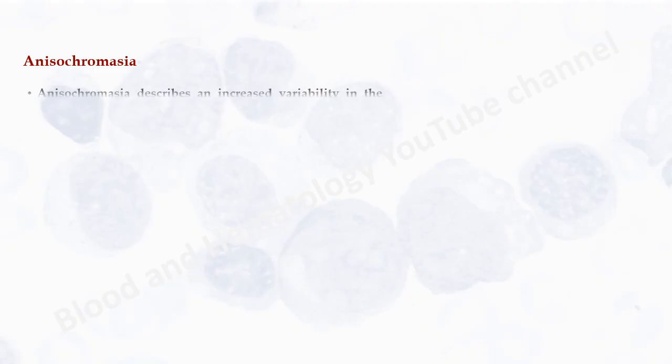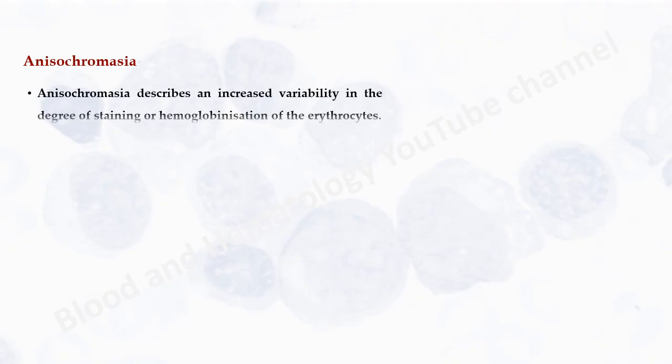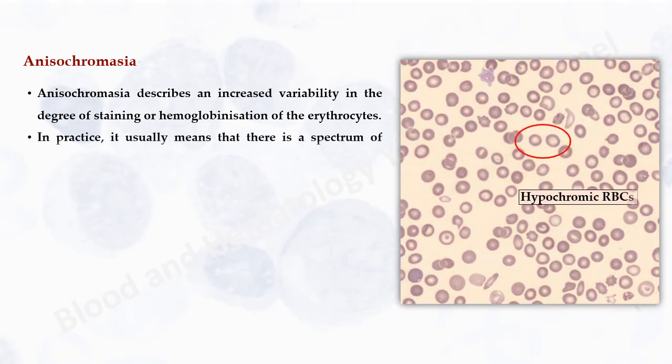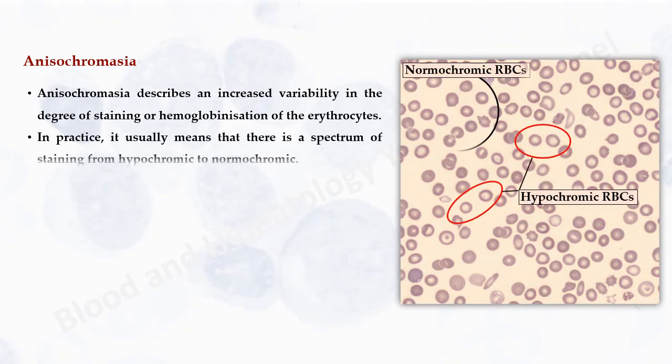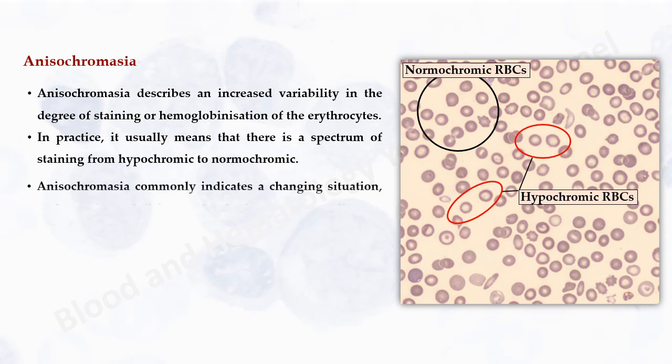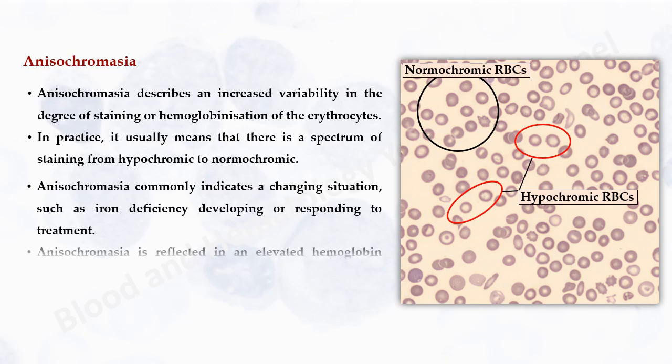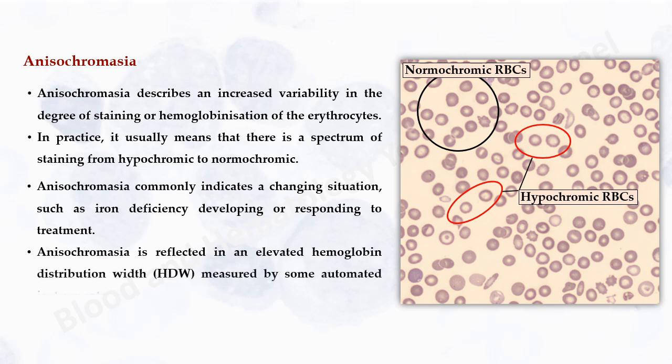Anisochromasia describes an increased variability in the degree of staining or hemoglobinization of the erythrocytes. In practice, it usually means that there is a spectrum of staining from hypochromic to normochromic. Anisochromasia commonly indicates a changing situation, such as iron deficiency developing or responding to treatment. Anisochromasia is reflected in an elevated hemoglobin distribution width measured by some automated instruments.